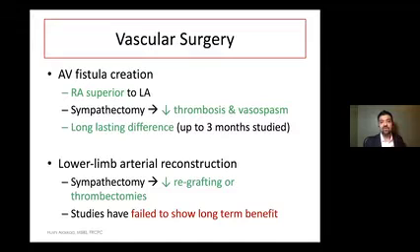However, looking at lower limb arterial grafting or reconstructions, a spinal anesthetic or whatever different regional anesthetic is used, yes, it does a sympathectomy. Yes, it does decrease the regrafting or thrombectomy while the patient is in-house, but it fails to show a long-term benefit. But still, who wouldn't take a short-term benefit?